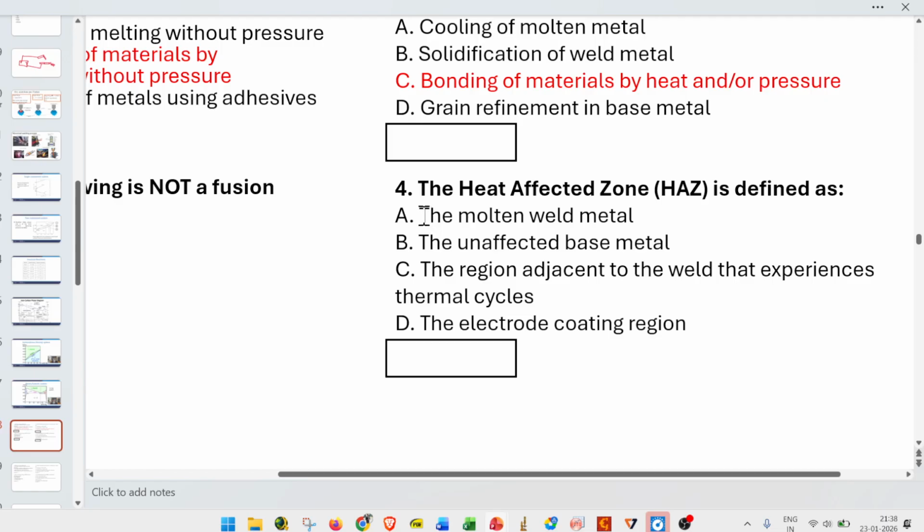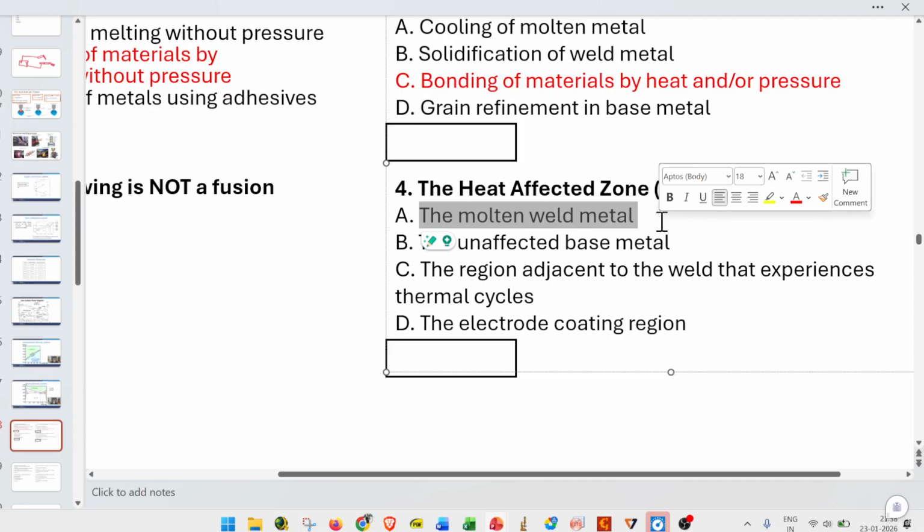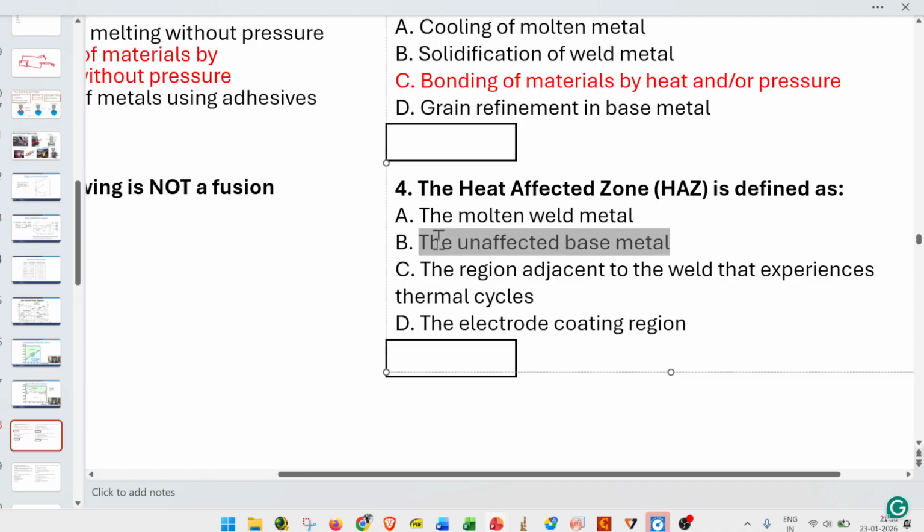So we can see the options. Molten weld metal is not the right one, because molten weld metal is the weld bead region. Unaffected base metal is also not, because in unaffected base metal there is no crystal structure change taking place. So this is also not.